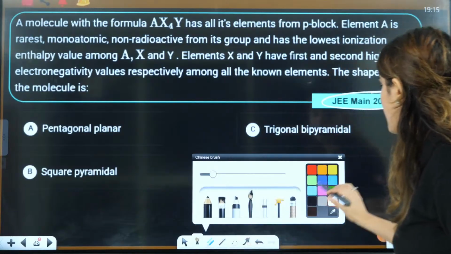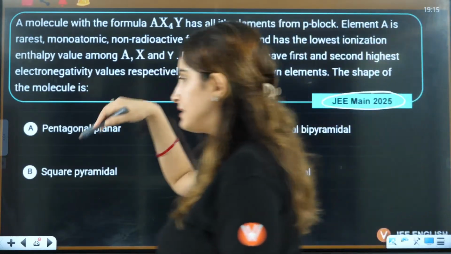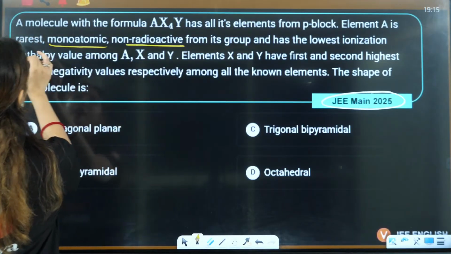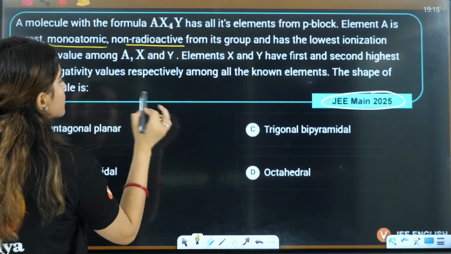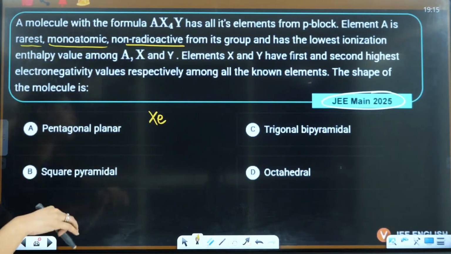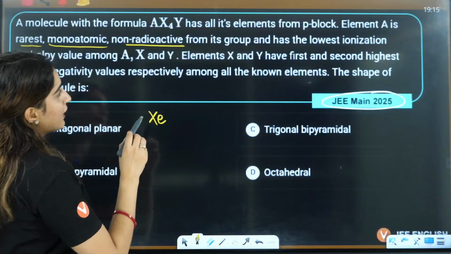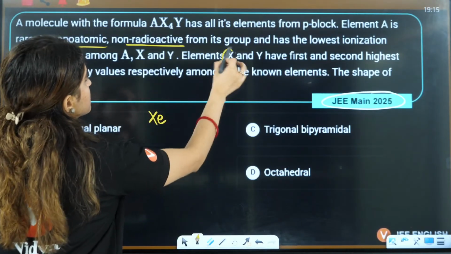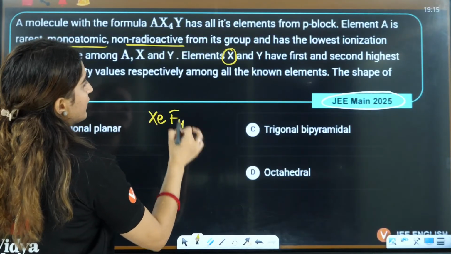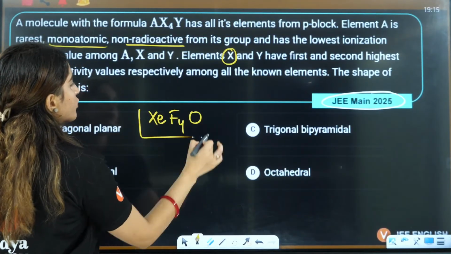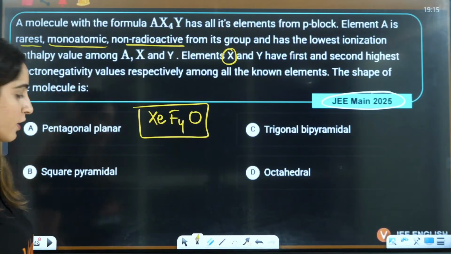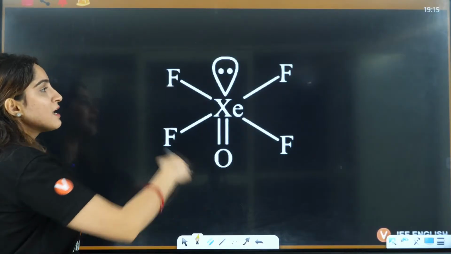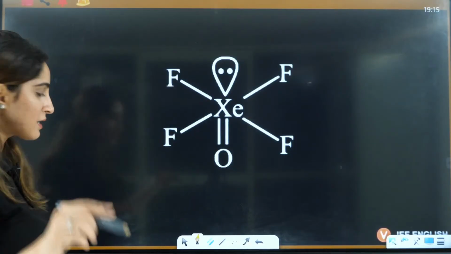What is the shape? Now from these hints, it is monoatomic, it is non-radioactive and rarest, that means they are talking about xenon. And the rest of the 2 are electronegative, first and second highest. This will be the first highest, that means they are talking about fluorine. Second highest means they are talking about oxygen. This is the compound they are talking about, and we already made this structure in the previous class, that it is going to be a square pyramidal structure.